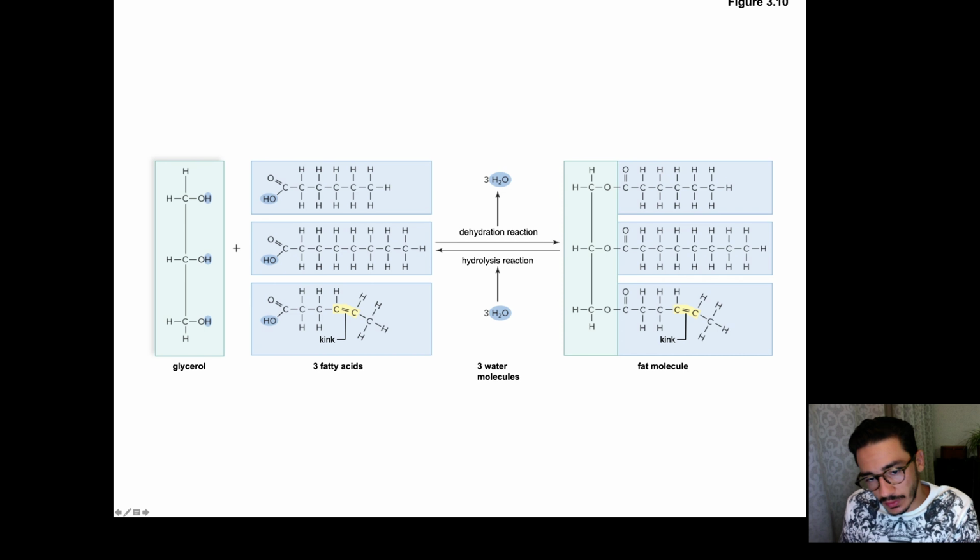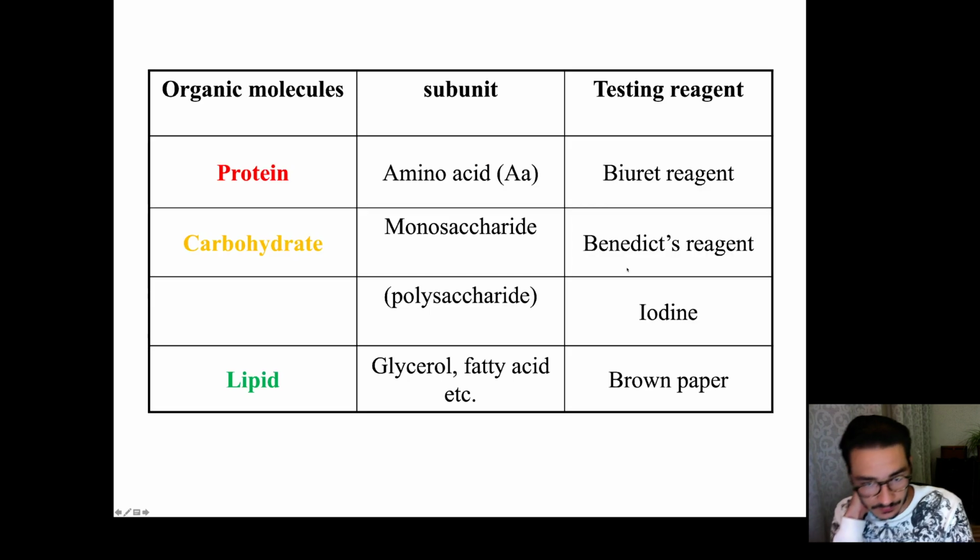And the way to make those molecules from simple to complex chains is exactly the same: dehydration and hydrolysis. But in this case, we're gonna add 3 fatty acids. And that's what I say, kink, right? When you have a double bond. So it's exactly the same. You're gonna lose 3 water, or you're gonna add 3 water. But exactly the same concept.